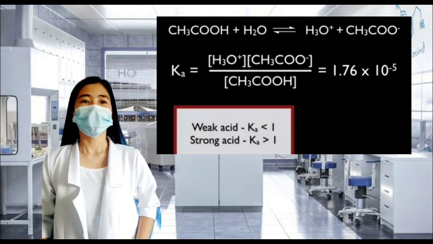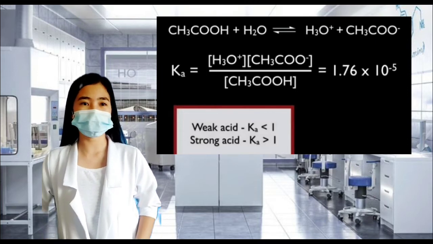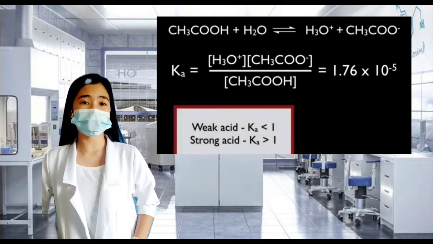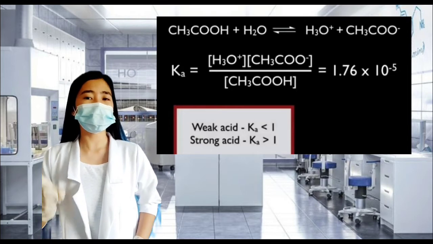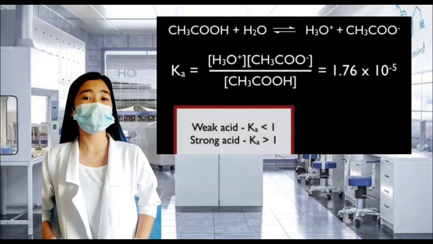It means that the reactants don't really donate protons, and it is called a weak acid because the Ka value is less than 1. We can also identify that it is a strong acid if the Ka value is more than 1.